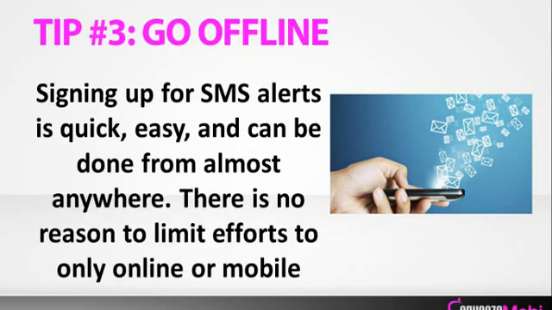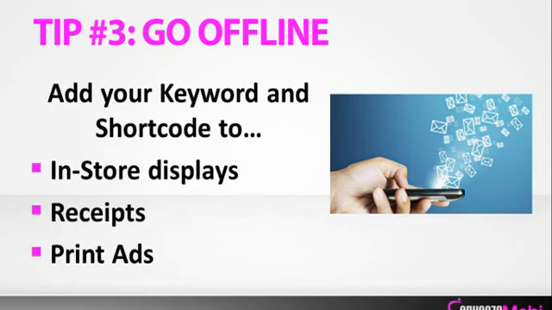All right, so tip number 3, go offline. All right, so what does that mean? Well, signing up for SMS alerts, it's quick, it's easy. All you need is your phone, and you can almost do it from anywhere, right? Because all you need is your mobile phone. However, there is no reason why you should just limit yourself to online opt-ins or mobile opt-ins, or why just limit yourself with online and mobile forms to spread your keyword and shortcode, when you can always do it offline.